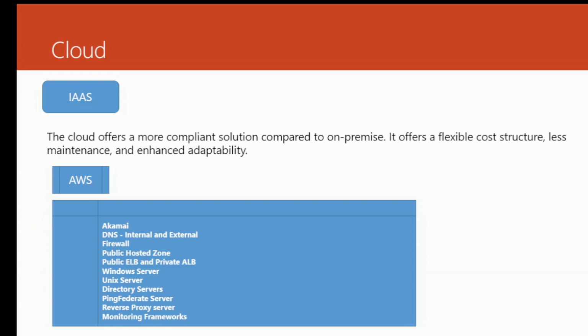right? Then, as I told you about the on-premise system, we need a load balancer to balance the load, right? In a similar way, in AWS we can go for the public elastic load balancer and the private application load balancer, right? So we need to configure this load balancer and again give the target server, right?